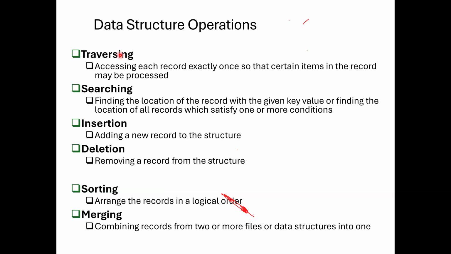Now, as we talk about the different data structures this semester, we'll be hearing about certain fundamental operations that are key to understanding how these data structures operate. We are going to be hearing these operations over and over again, and it is important that we know and understand what they are and what they mean. The first of these operations is traversing a data structure. When we say we are traversing a data structure, we are accessing each record or each data item in the data structure exactly once so that certain items or records may be processed.